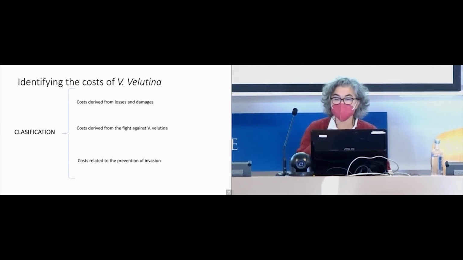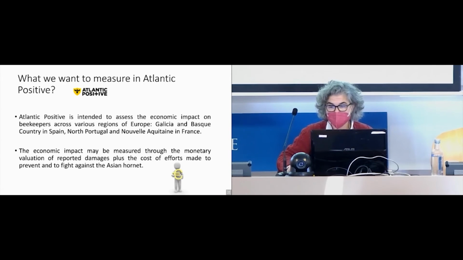To make the account of these costs, we can use this classification. And other works in the literature have defined these different issues: costs derived from losses and damages, costs derived from the fight against the Vespa velutina, and costs related to the prevention of the invasion. The total cost will be the sum of these three issues.